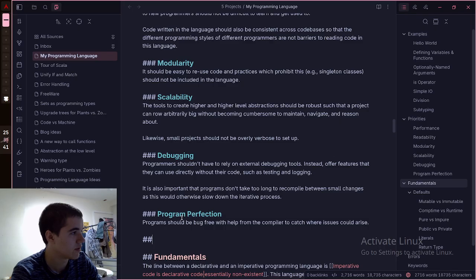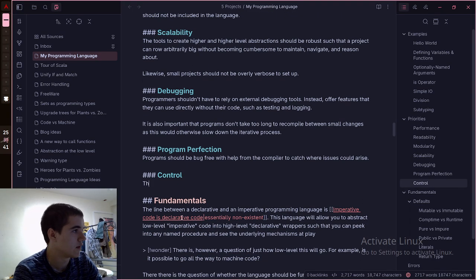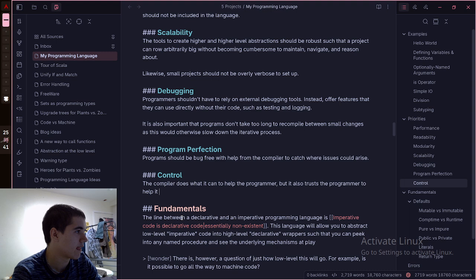But also control. The compiler does what it can to help the programmer, but it also trusts the programmer to help it where it lacks the knowledge, or where it lacks the ability. Well, where it is lacking.